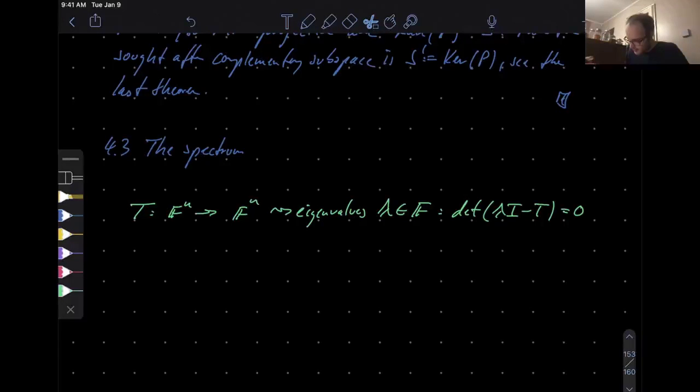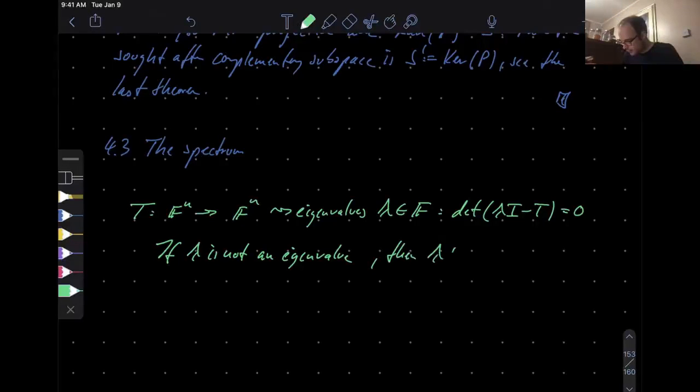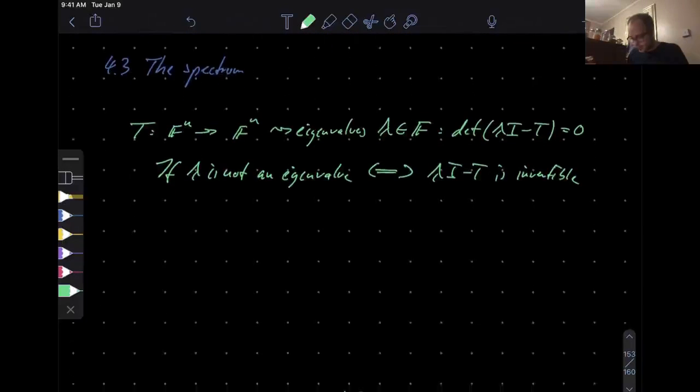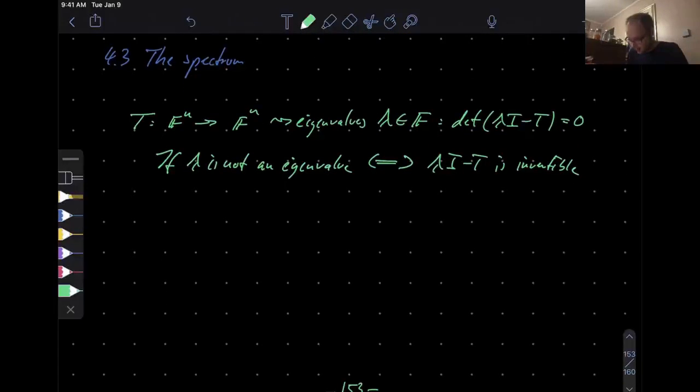And as I already said, if lambda is not an eigenvalue, that means the determinant is different from 0, then the operator is invertible, or the matrix lambda I minus T is invertible. Okay, and the curious thing about linear algebra is that this is if and only if. So, as it turns out, in infinite dimensions there's much more besides eigenvalues, and that makes the study of the spectrum, whatever that is, we will define it soon enough, much more interesting.